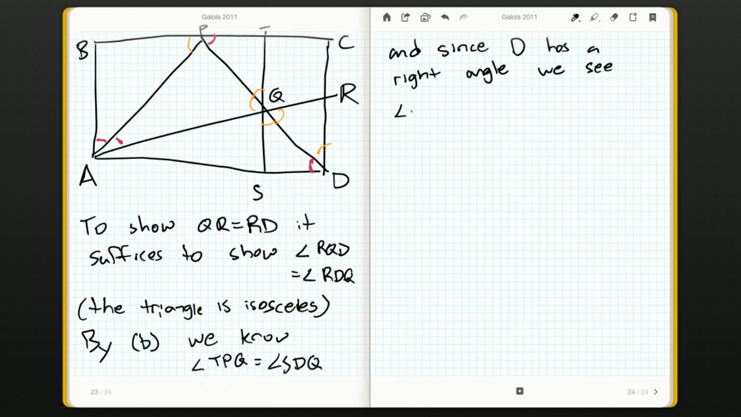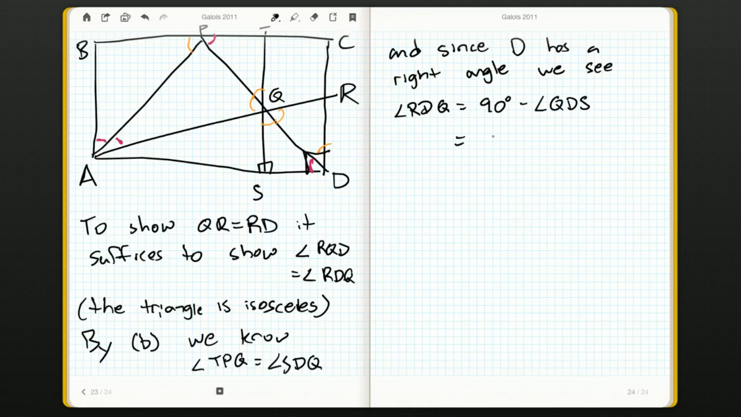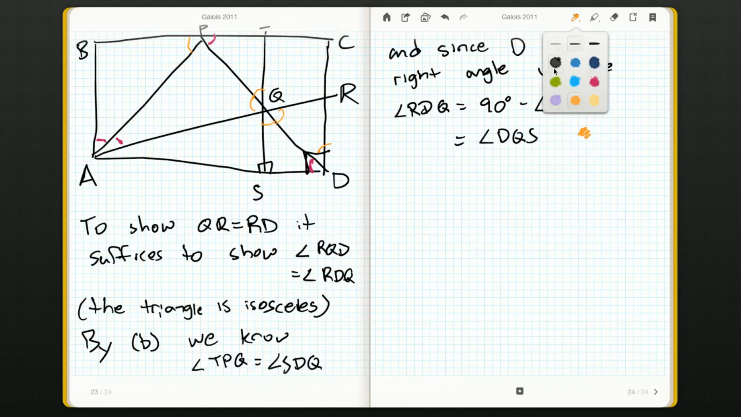We see angle RDQ is going to be the full 90 degrees that's at this angle, minus the angle QDS or SDQ, however you want to say it. But of course, that's equal to angle DQS. The orange one.